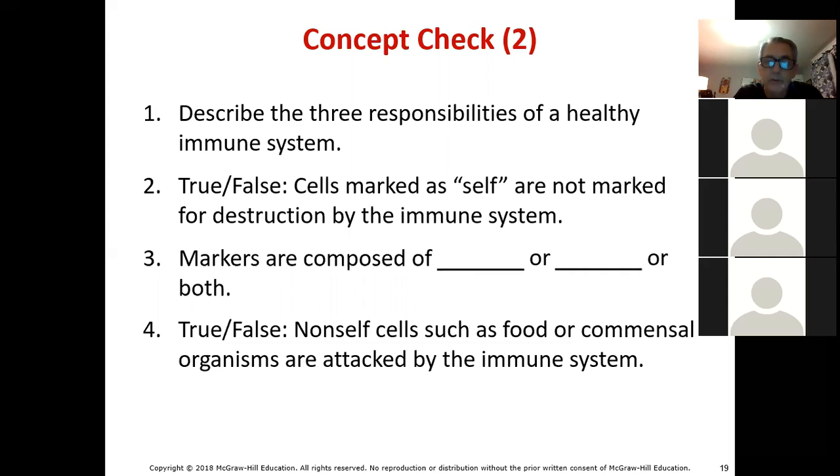True or false: non-self cells such as food or commensal organisms are attacked by the immune system. That's a little tricky. The food we consume actually gets broken down and digested. Commensal organisms are what make up our normal biota. Basically, our immune system lives in a truce with them, tolerating their presence. Otherwise, we'd be in trouble if our immune system was constantly attacking, for example, all the bacteria that live in our gut.